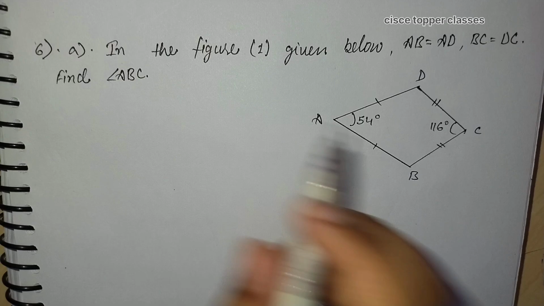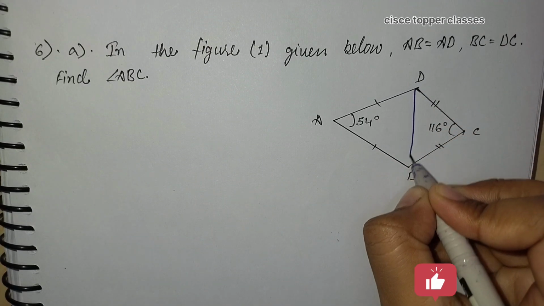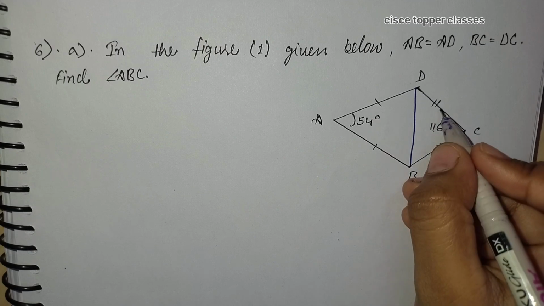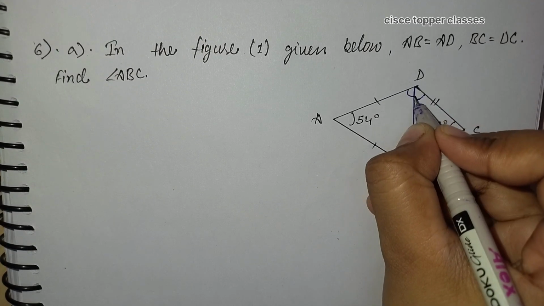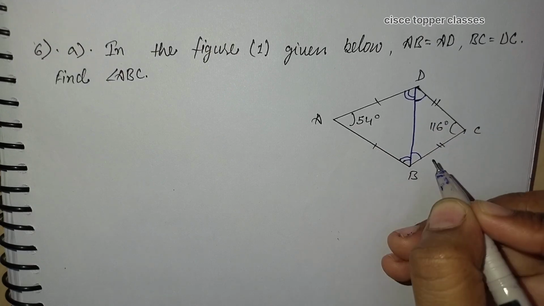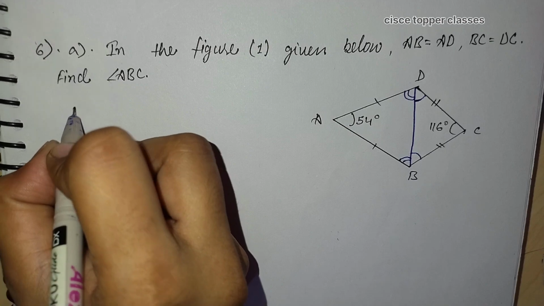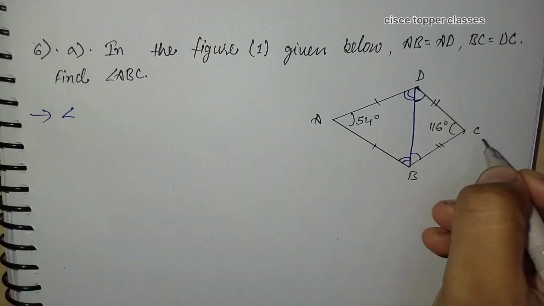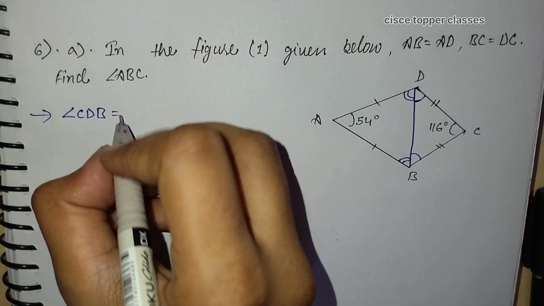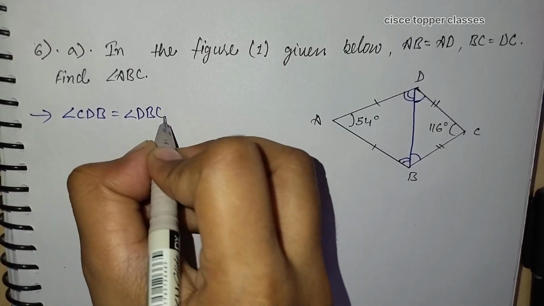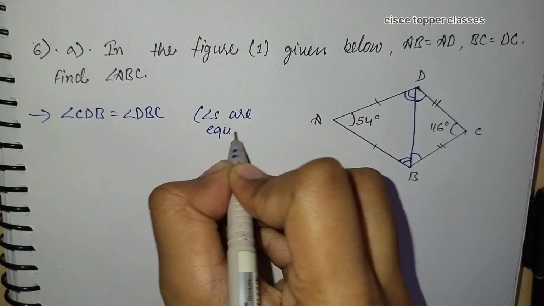Now let us solve the first part here. To solve this, firstly we will join this D and B here. As these two sides are equal, we can say that this angle is equal to this angle and this angle is equal to this angle here, because these two sides are also congruent. Simply to find this, we can write firstly to find CDB. So CDB here is equal to DBC, because these two sides are equal, angles are equal.